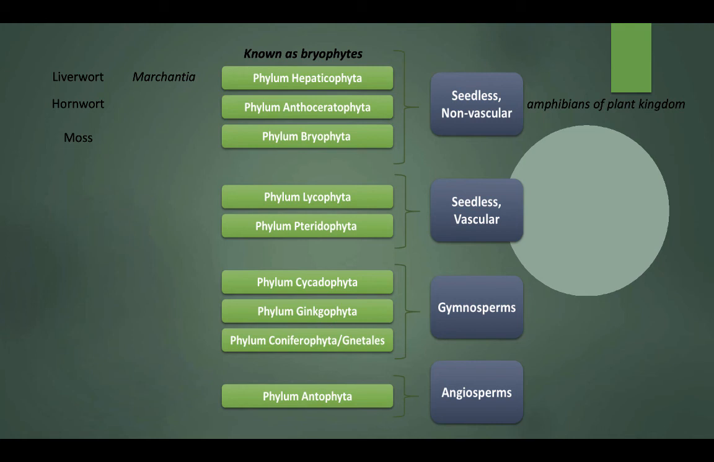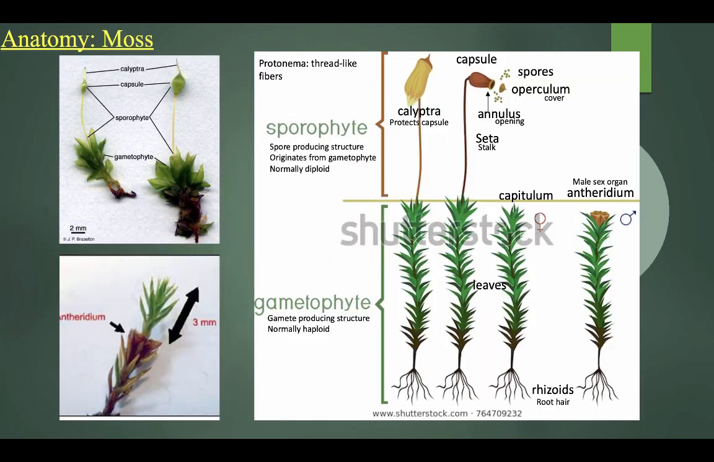Hepatophyta is liverwort, and we are going to look at a specific type of liverwort in this lab called Marchantia. An example of Anthocerotophyta is hornwort. We will not be looking at this in this lab. And the Bryophyta is moss, and that's the other organism that we're going to be looking at. So there are 2 main organisms that we're going to be focusing on in this lab.